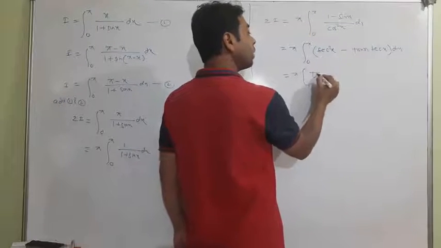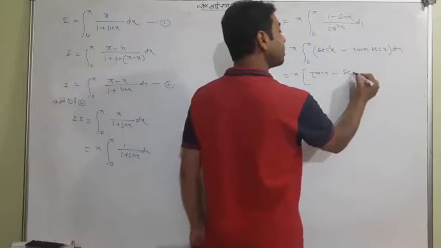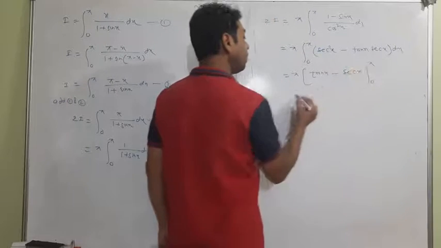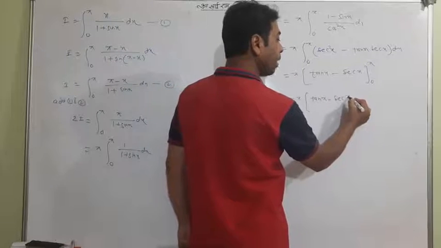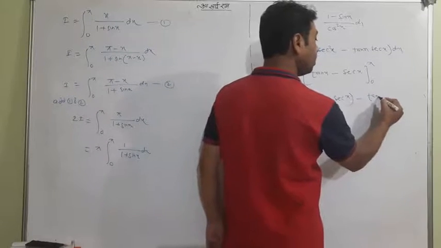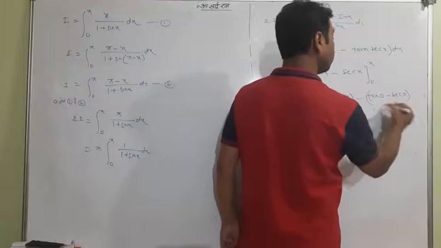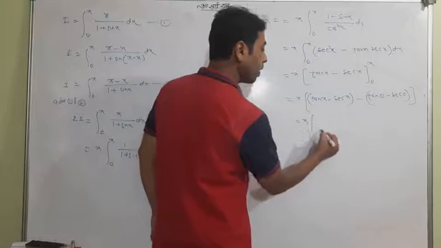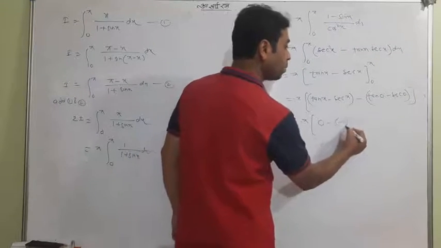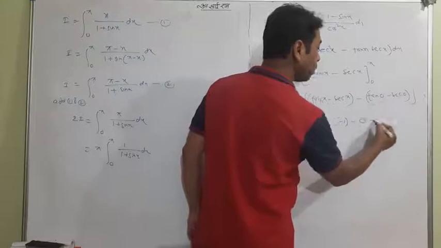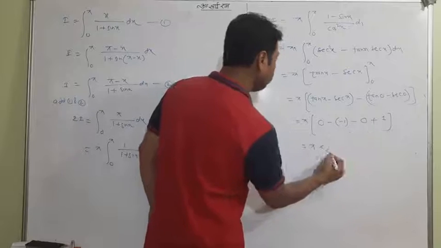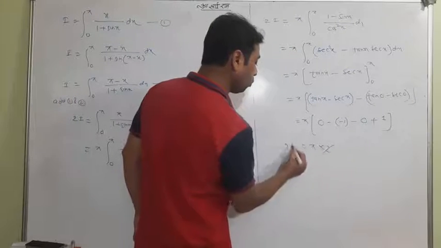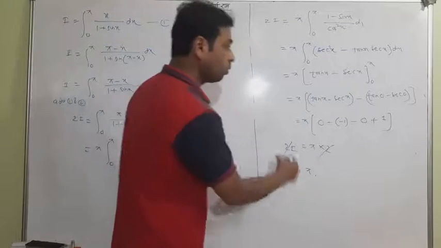I'll integrate sec square x, which is tan x, and this is sec x. Now 0 to pi, we can use the limit here: tan pi minus sec pi minus tan 0 minus sec 0. This limit I used. Tan pi is 0, sec pi is minus 1, tan 0 is 0, minus 1 becomes plus, sec 0 is 1. So ultimately we got 1 and 1, 2, and this is 2I, 2 and 2 cancel, so I is equal to pi. So this is the answer.